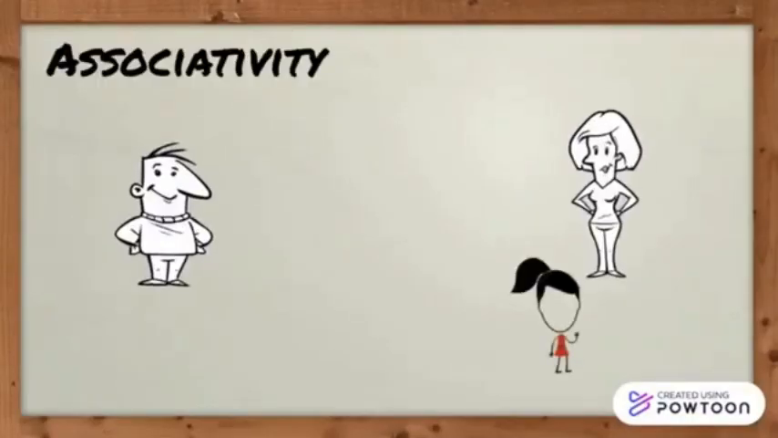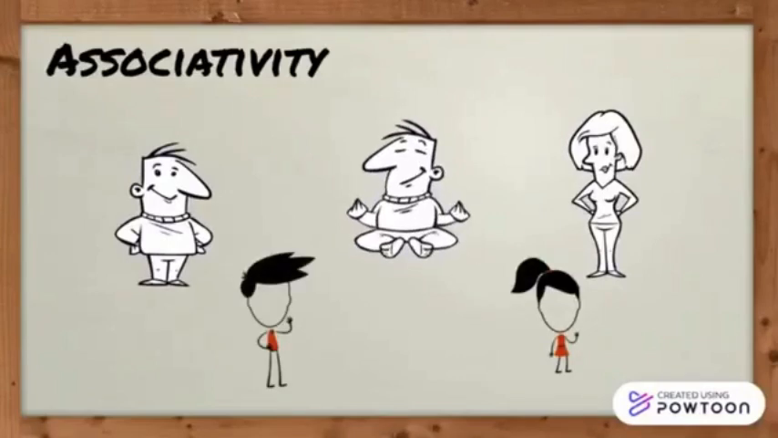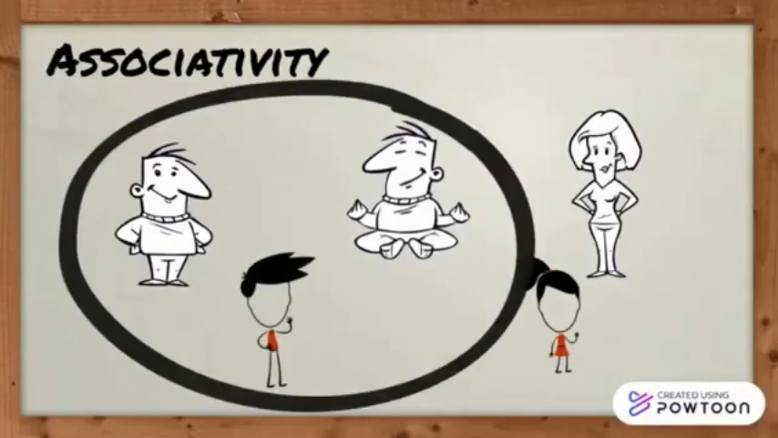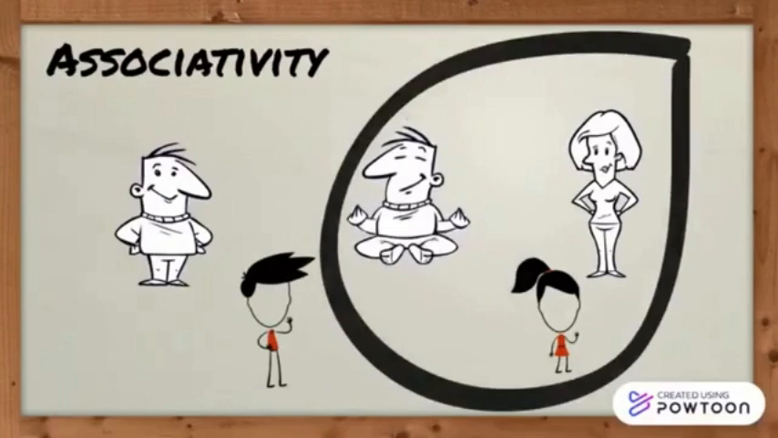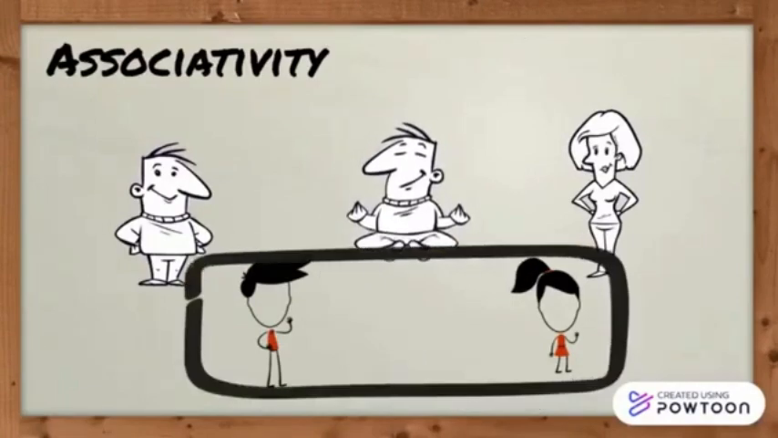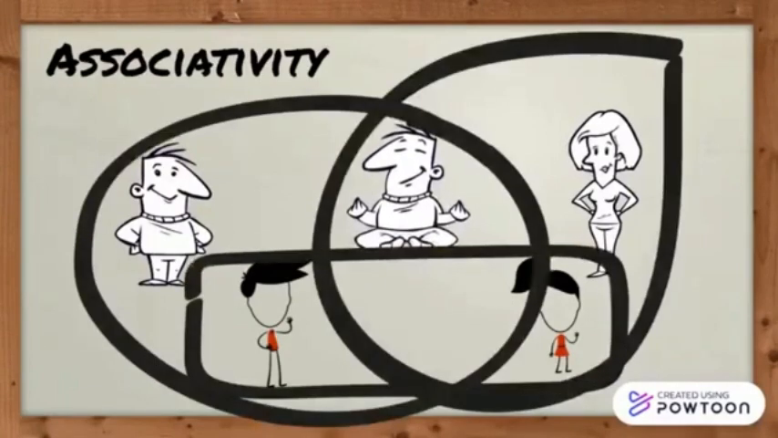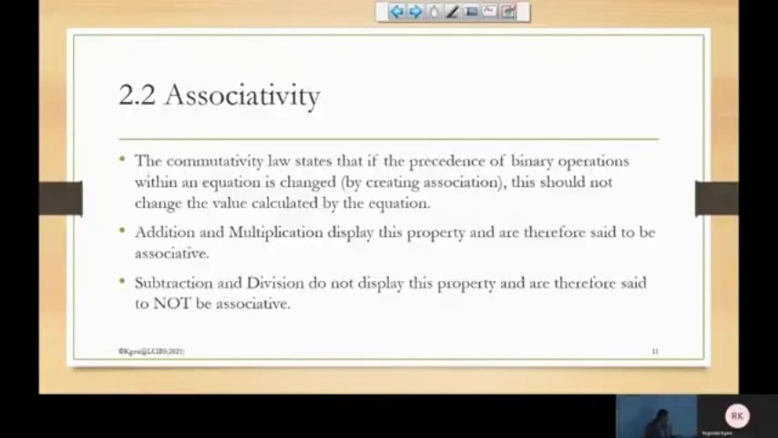The rule of associativity is about associating, really, as the name says. With associativity, you're associating binary operations within a longer equation or a longer operation. 3 plus 2 plus 4 plus 5. 2 plus 3 plus 4 plus 5.